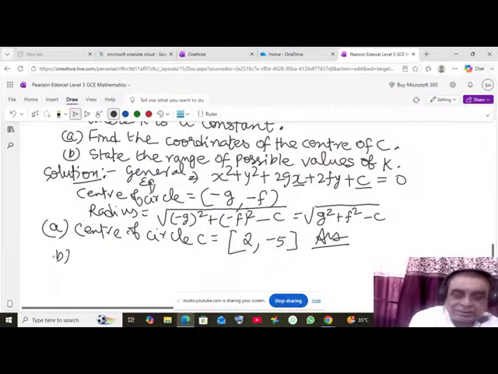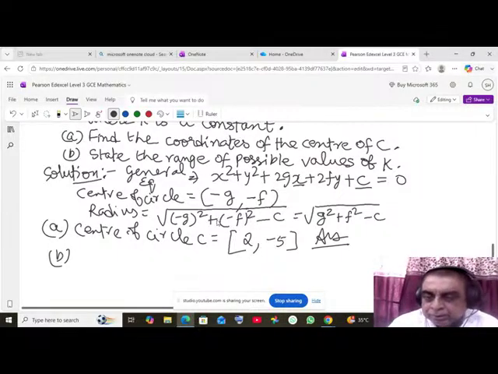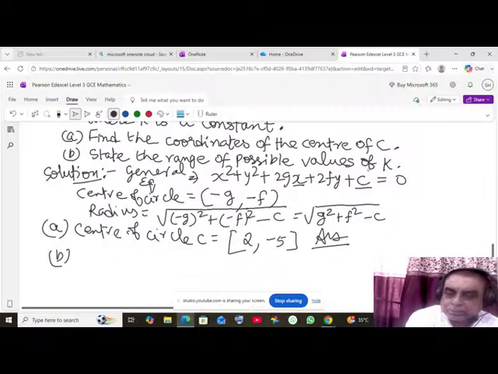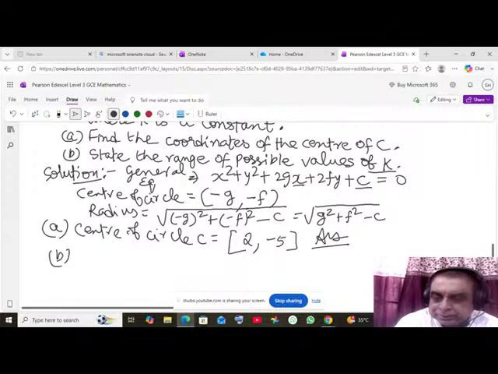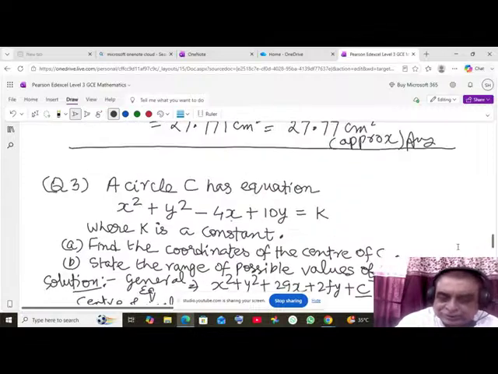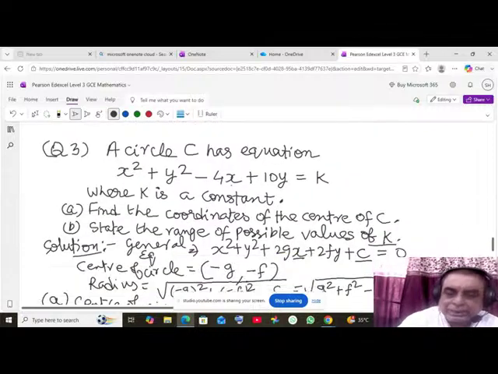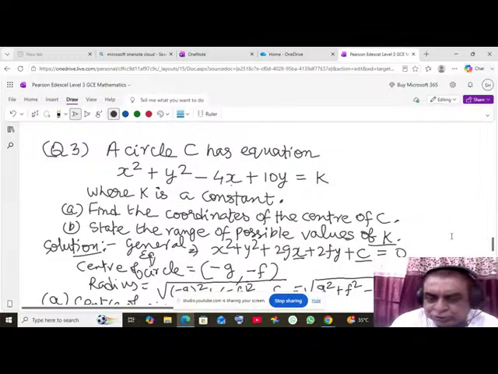Now in part B, it is asked to write the possible values of k. What will be the possible values of k? Now we are changing this equation: bring this constant k onto the left side of the equation.